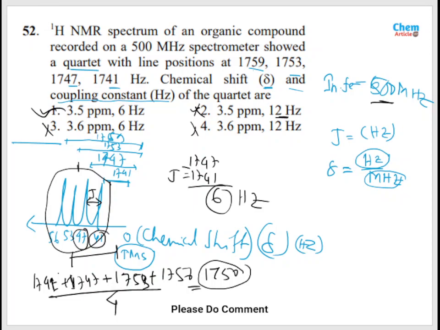So these types of questions are usually asked in CSIR NET, GATE, IIT JAM.